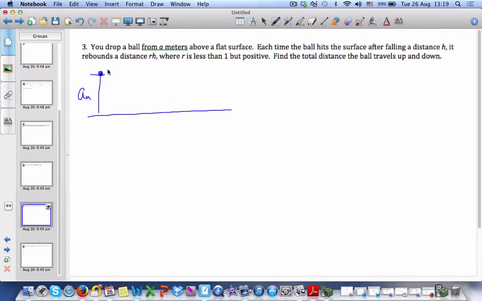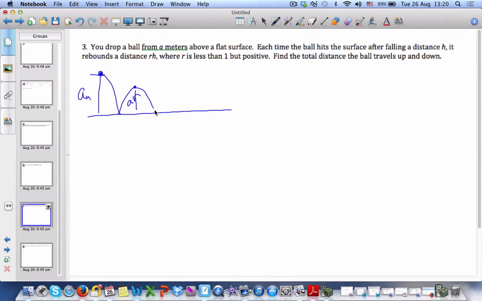drop the ball. Okay, so it hits the ground and bounces up. And each time the ball hits the surface after falling a distance of h, it rebounds a distance of r times h, where r is less than 1 but positive. So every time it goes from h, it bounces r times h. So that's going to be this distance here is ar.